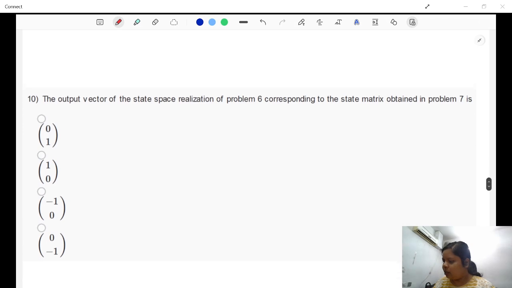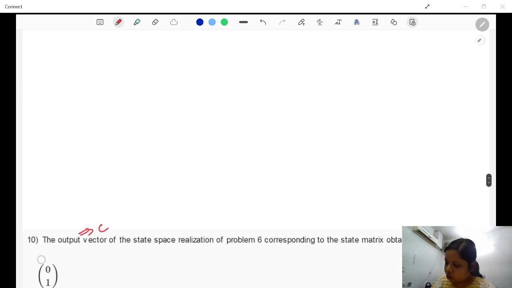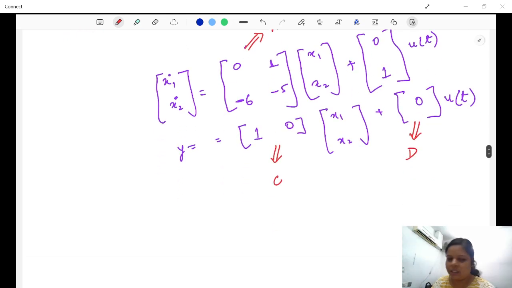The next question is, the output vector is what? So this essentially asks you what is C. So what was your C here? It is 1, 0.